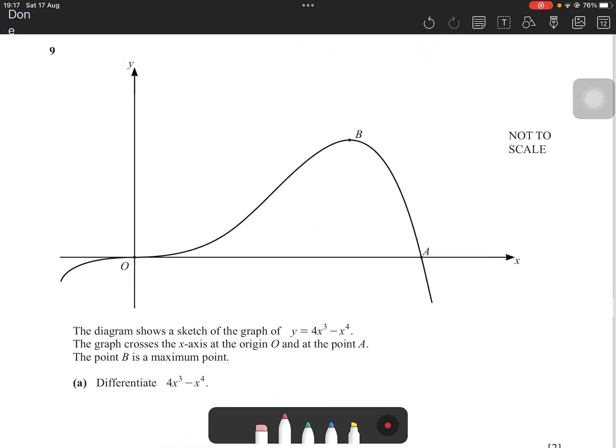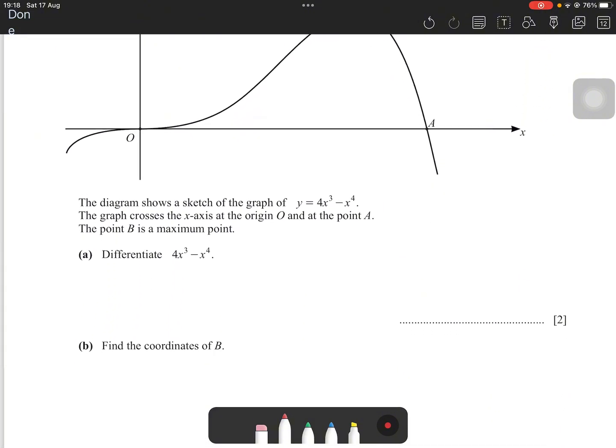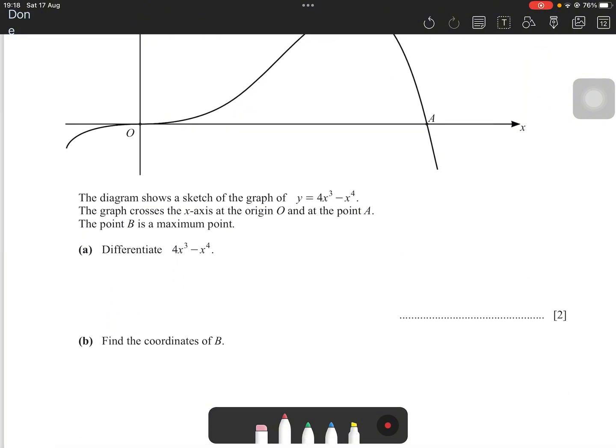Question 9. The diagram shows a sketch of the graph y equals 4x cubed minus x to the power of 4. The graph crosses the x-axis at the origin O and at the point A. The point B is the maximum point. A. Differentiate 4x cubed minus x to the power of 4. So to differentiate this, remember the derivative of x cubed is 3x squared, and the derivative of x to the power of 4 is 4x cubed. So 4 times 3x squared is 12x squared minus 4x cubed.